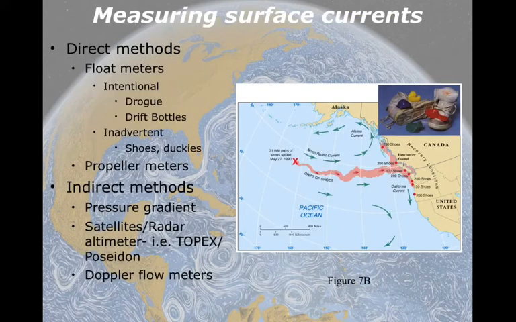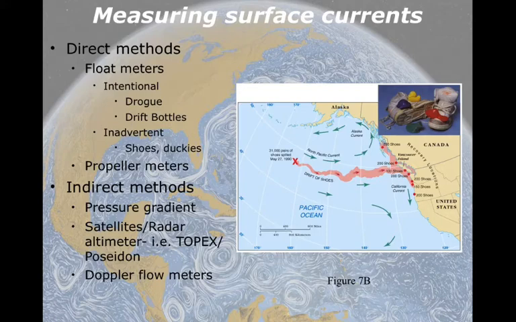We're also going to talk about how we measure surface currents. There's a lot of information on this slide. There are some direct measures, where we use different types of float meters. I'll show you pictures in class as we do the lab. There are intentional float meters, called drogues, or they used to use drift bottles, which are what they sound like. They put a note in the bottle and ask you, if you find it, where did you find it? And they track where they were dropped off and let go. So intentional float meters are one method. Then there's inadvertent. There's a little blue box in the book, and we'll do a slide about it.